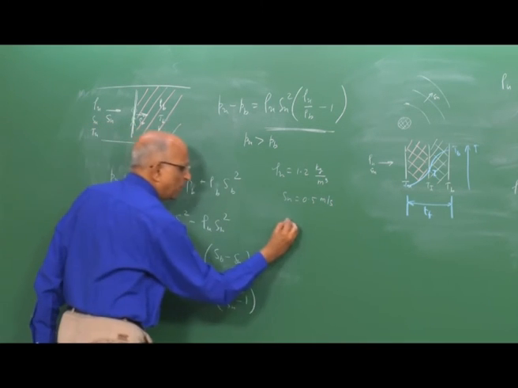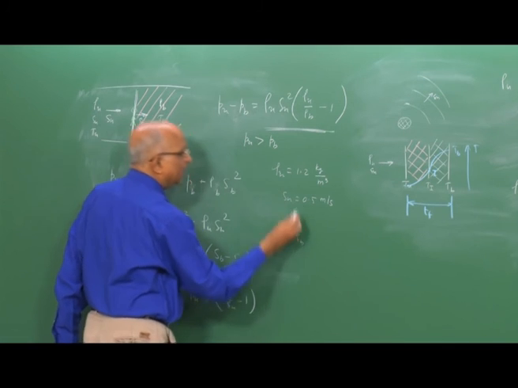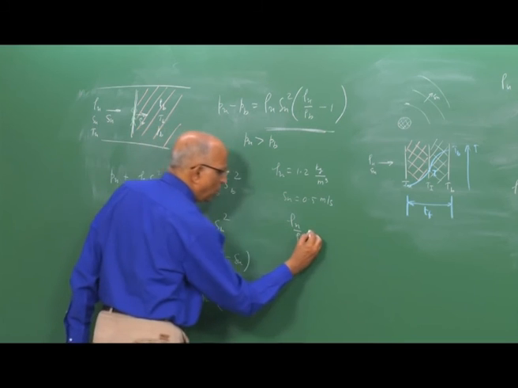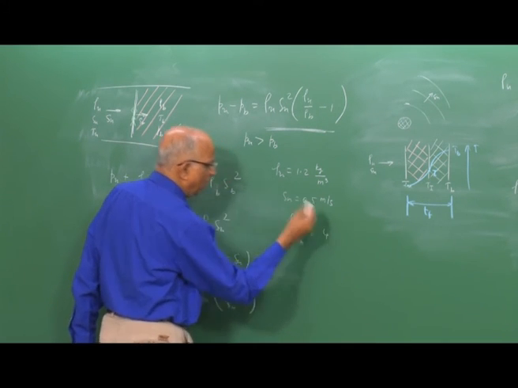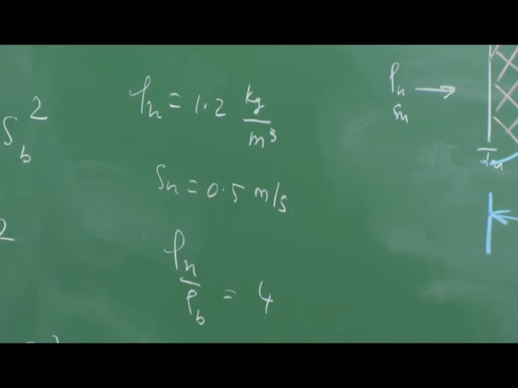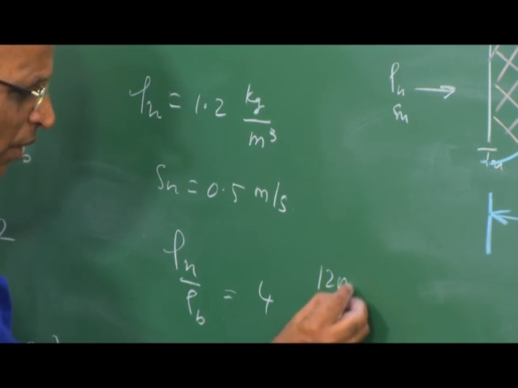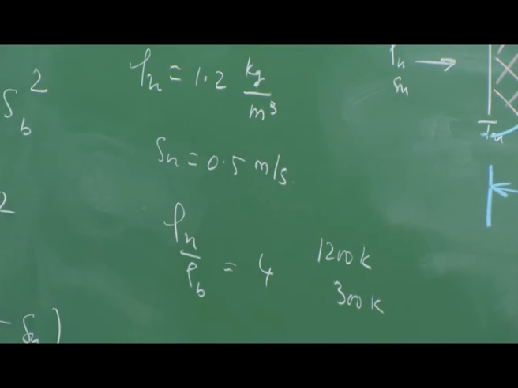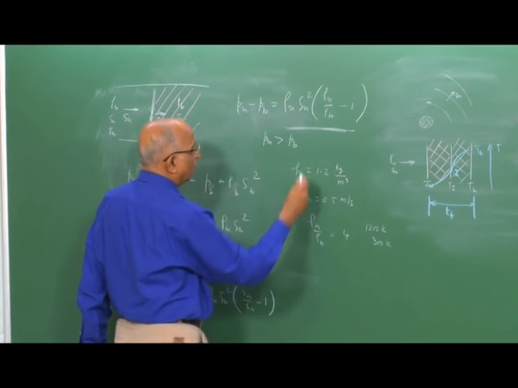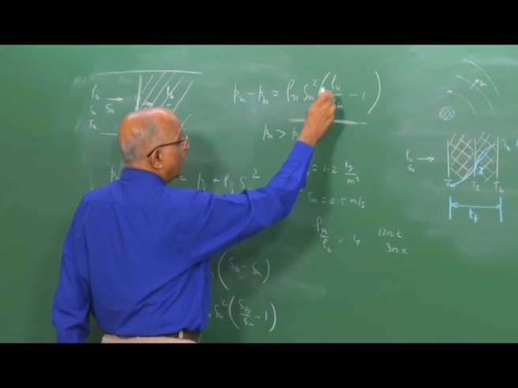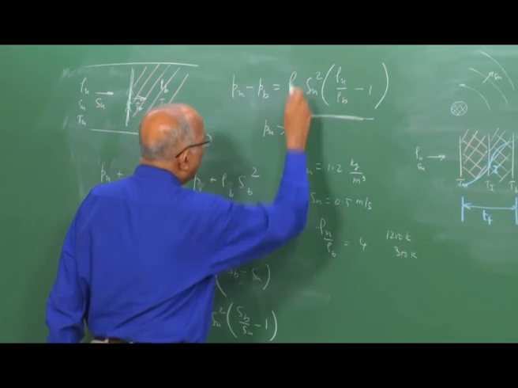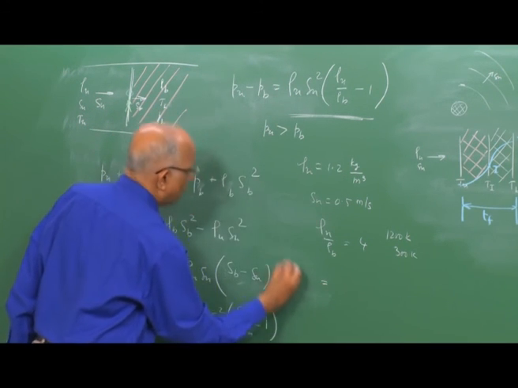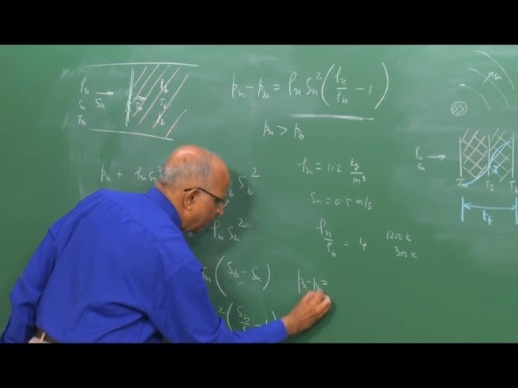The value of rho u by rho b, if I say that the temperature increase is threefold, from 300 to 900 or 1000 Kelvin, rho u by rho b is equal to something like 4, let us say 4 times the increase in temperature, that is, the burnt gas temperature is something like 1200 Kelvin as compared to the initial temperature of something like 300 Kelvin. Therefore, if I substitute these values here, 1.2 into 0.5 squared into 4 minus 1, I get the typical value here.